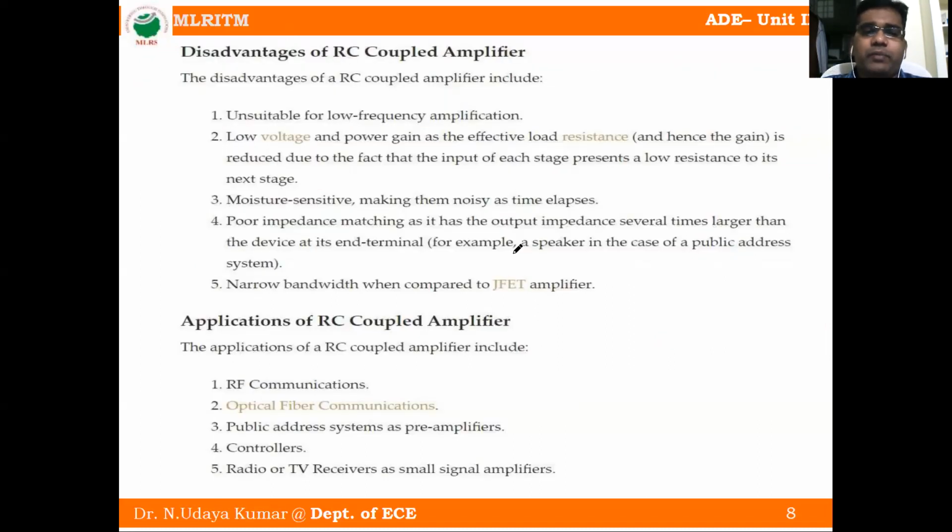Next one is optical fiber communications. Public address systems, as pre-amplifiers. Pre-emphasis, so enhancement of signals in amplifier circuits. Next, controllers and radio or TV receivers as small signal amplifiers. We will use RC coupled amplifiers because it is a very simple circuit and the frequency response is also good at a band of frequencies.